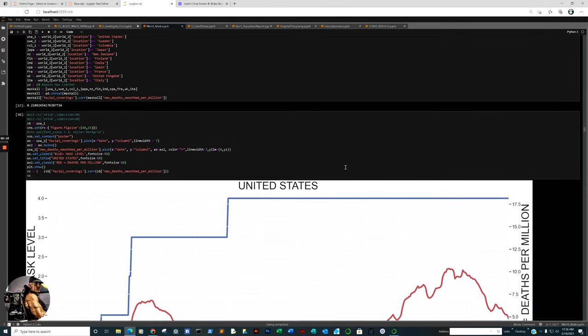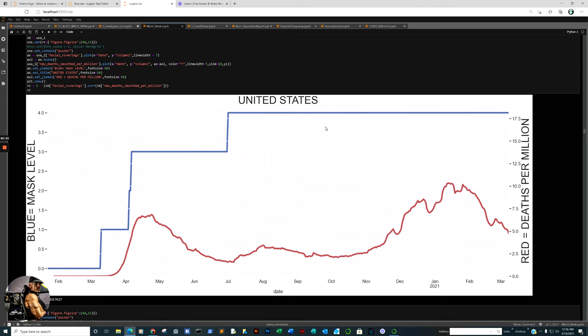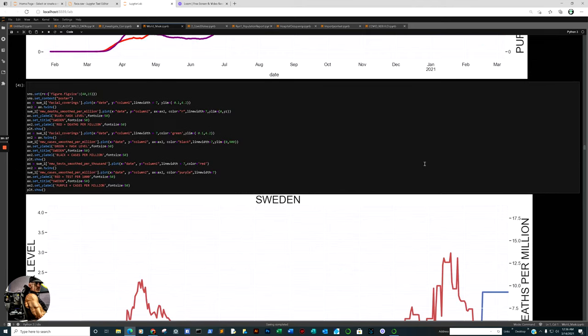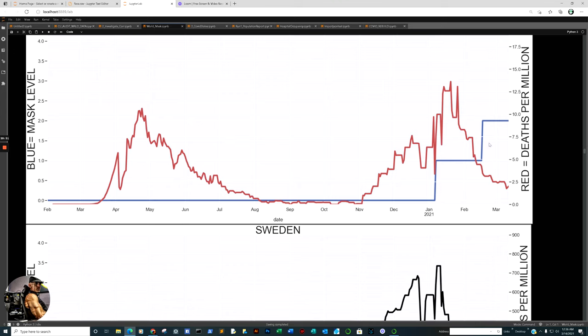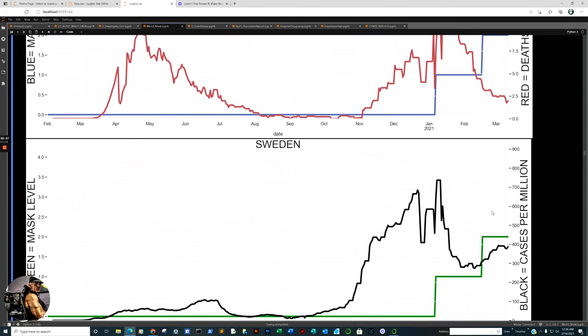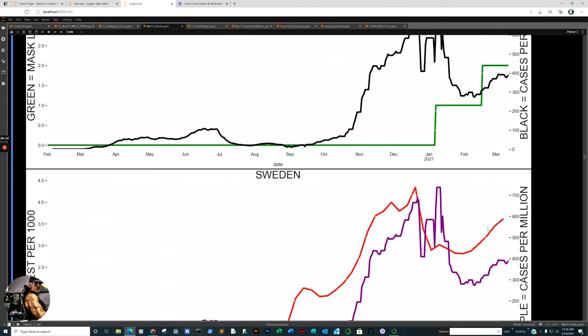All right, here we go as far as the mask level. And again, without paying attention to the mask level, let's see if anything pops up here. It's interesting. Here's the deaths per million. See the Sweden thing where they raised the mask level, and there's the deaths per million going down. There's the mask level, but the cases per million seem to go up. It doesn't seem to have any direct effect.